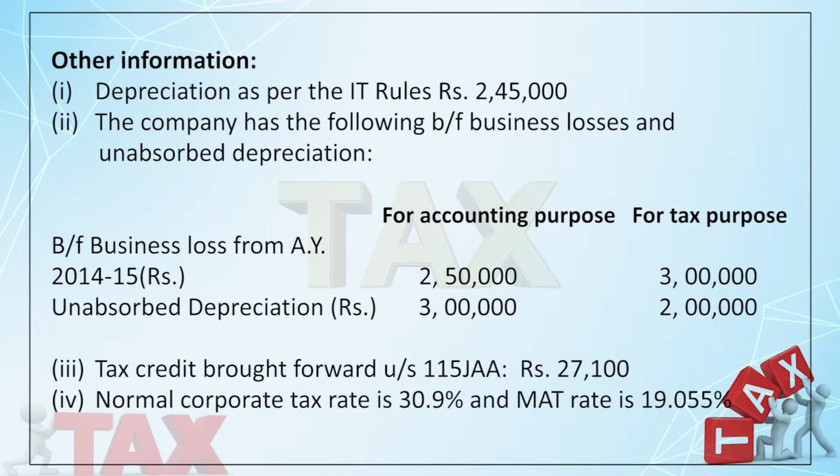The depreciation as per IT rules, the company has certain brought forward losses and unabsorbed depreciation. There are two types of balances, for accounting purpose and for tax purpose, which will appear on the screen. You can see I am not discussing the amount. And next one, the tax credit brought forward under section 115JAA. Certain amount has been given there and you have to apply the normal tax rate as per Income Tax Act. Let us solve the problem first.